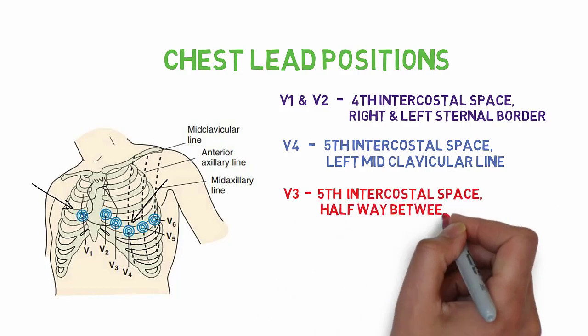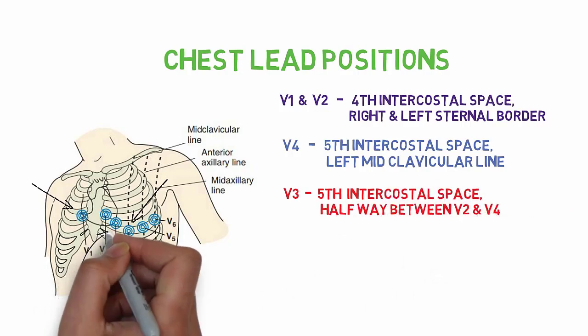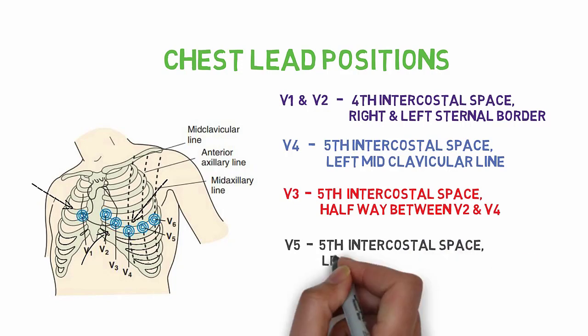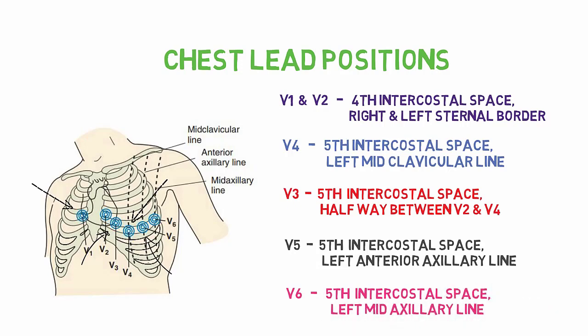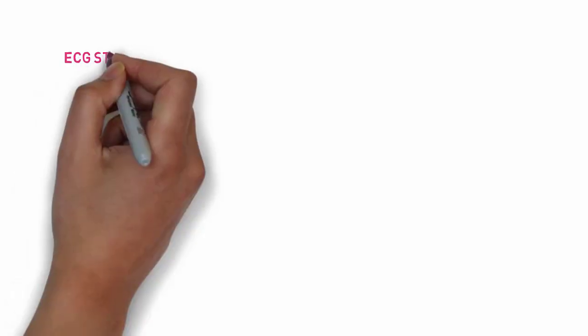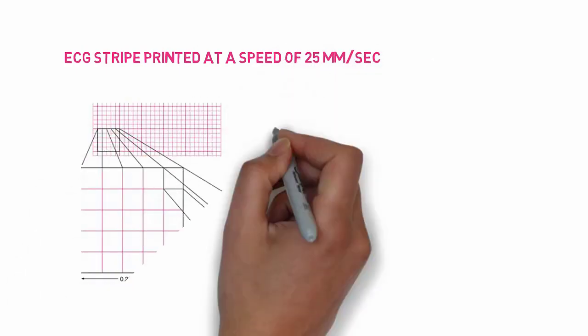V3 on 5th intercostal space, halfway between V2 and V4. V5 on 5th intercostal space, left anterior axillary line. V6 on 5th intercostal space, left mid-axillary line. A standard ECG machine prints an ECG strip at a speed of 25 mm per second.